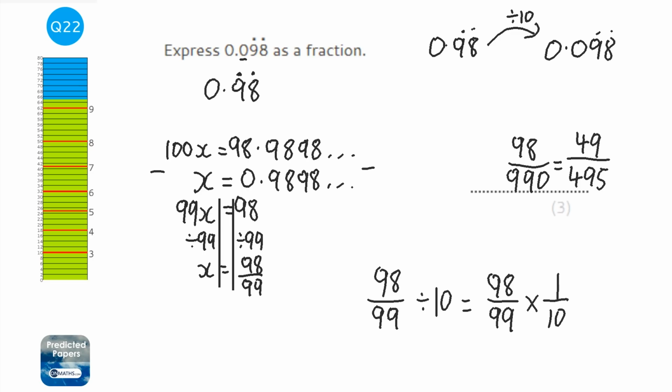Now 49 has 1, 49 and 7 as factors, and I don't believe 7 goes into 495. For the cancelling of this, they're not normally that devious, and it will either be dividing top and bottom by 10 or dividing top and bottom by 2, but just be prepared.